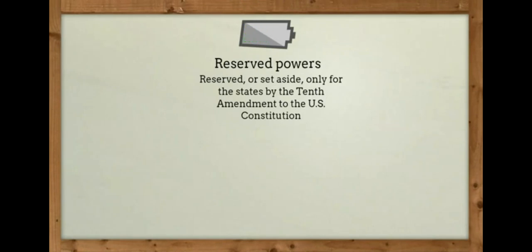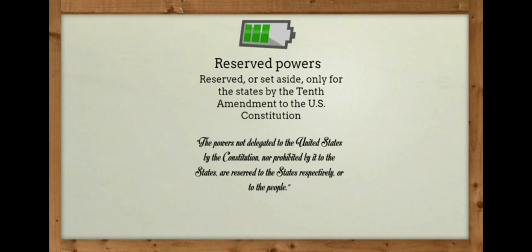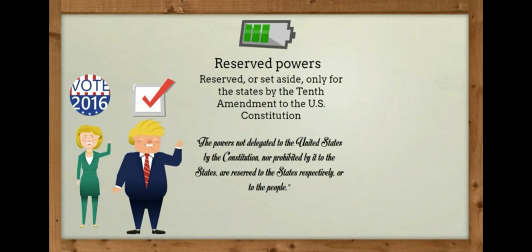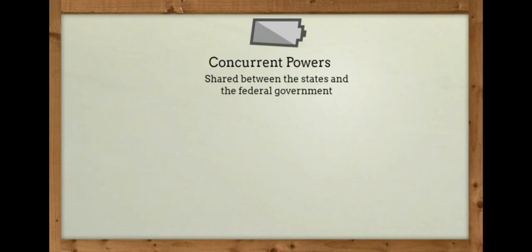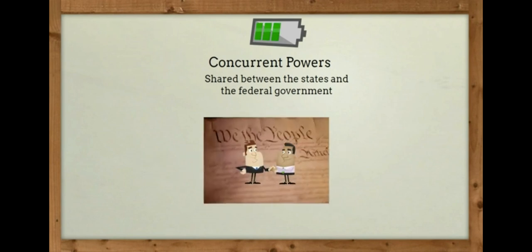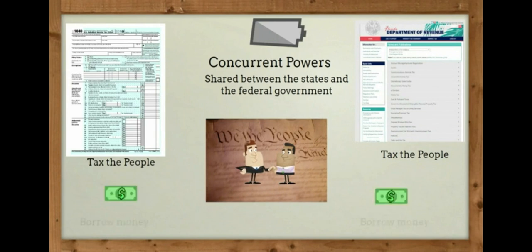So what about those powers that are reserved or set aside only for the states by the 10th Amendment to the U.S. Constitution? You might be familiar with a couple of these powers. For example, only the states can run elections, and only the states can set up or run schools. Finally, we have concurrent powers, which are powers shared between the states and the federal government. According to the Constitution, both the states and the federal government can tax the people and borrow money.